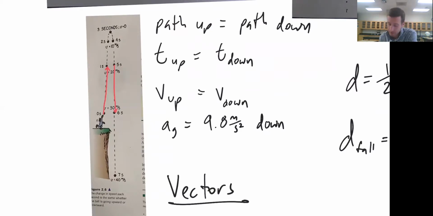I also know that the velocity up is equal to the velocity down, because the distance up is the same and the time up is the same. So if the distance and the time are the same, the velocity has to be the same. So the velocity up equals the velocity down. The acceleration, all the time when it's going up and when it's going down, is still down. The acceleration is always down because gravity is pulling it down at 9.8 meters per second squared.